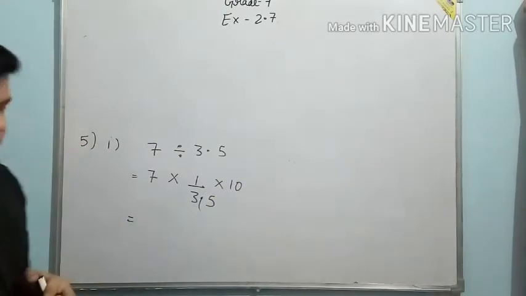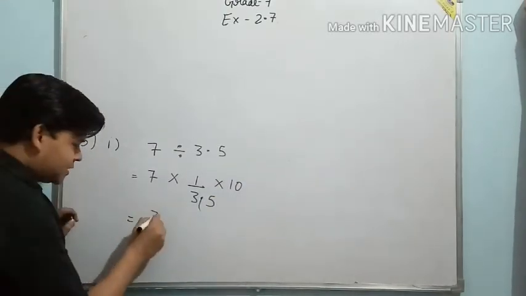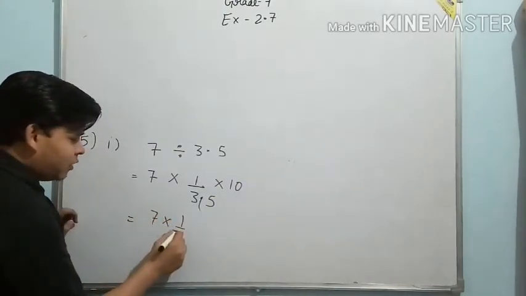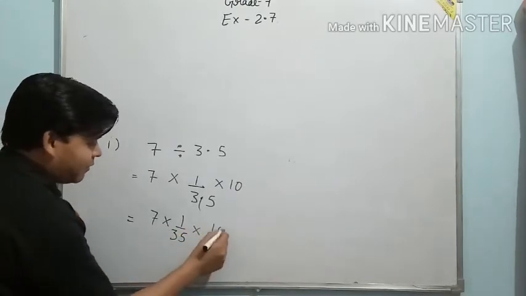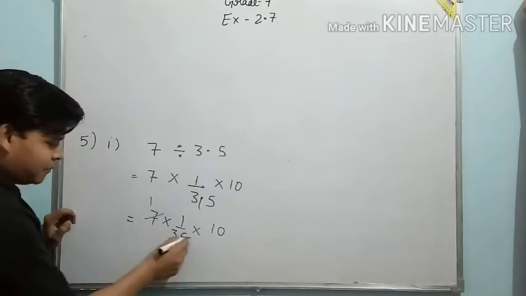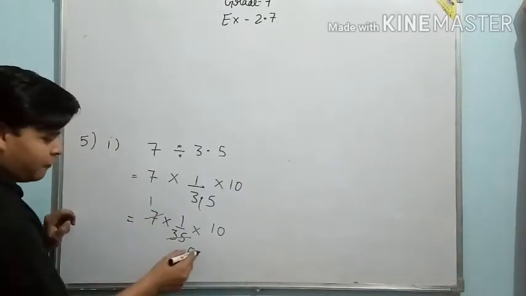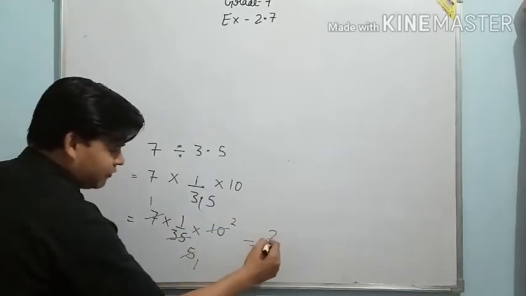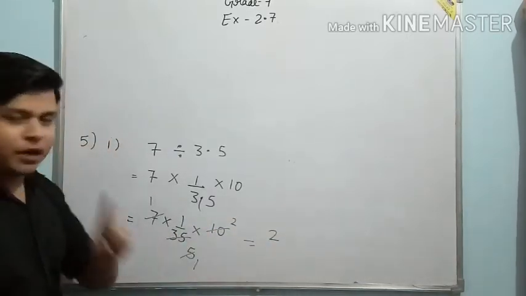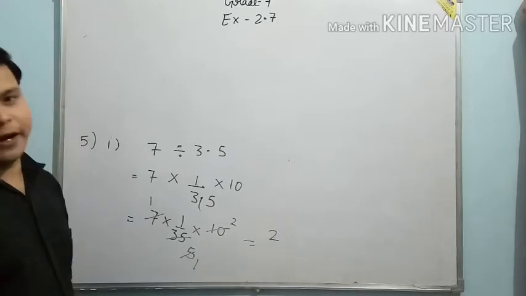So now we have 7 multiplied by 1 upon 35, this is 35, and multiplied by 10. So 7 one time, 7 5 times 35, 5 one time, 5 2 times, and finally in the numerator we are left with only 2, and in the denominator we have only 1, so no need to write 1.